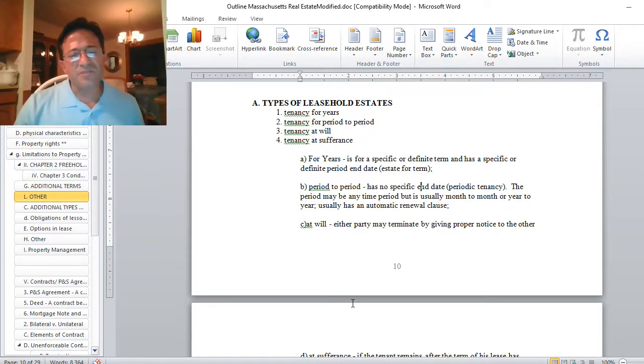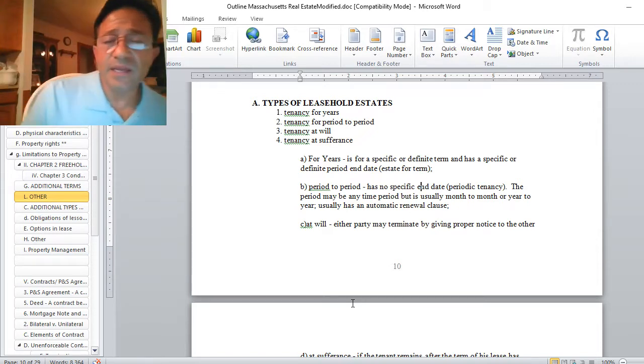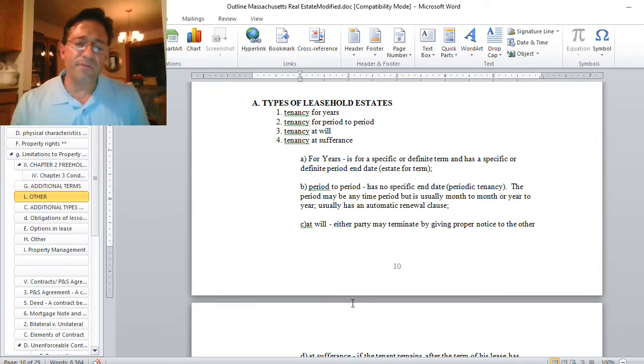Tenancy for years is going to be mostly in a commercial setting because it's going to stretch on for, presumably, more than a year. But when you're talking about tenancy from period to period and a tenancy at will, now you can talk about either a commercial setting or a residential setting, all right?